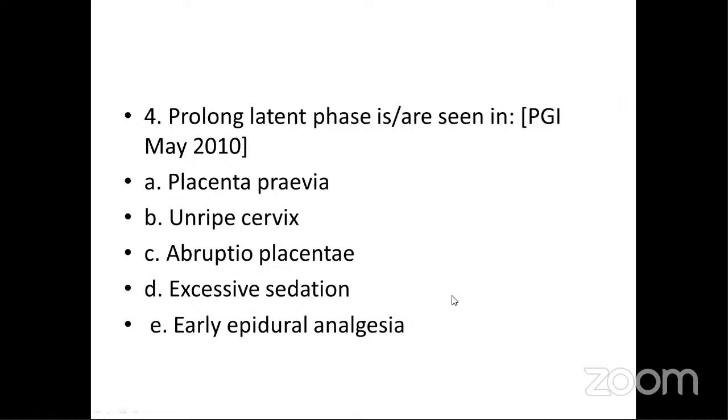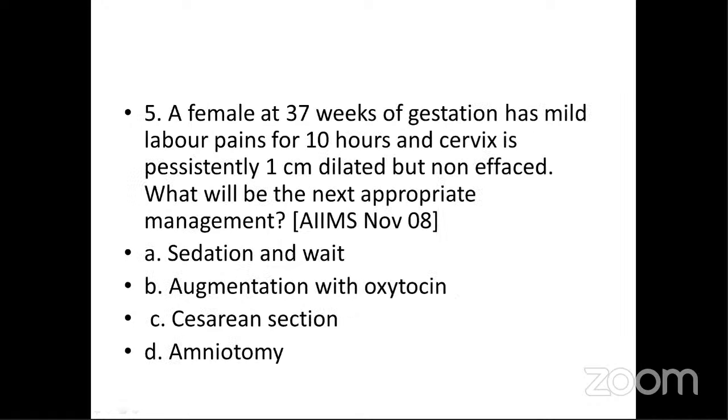Next one. A female at 37 weeks of gestation has mild labor pains for 10 hours and the cervix is persistently 1 centimeter dilated but not effaced. What will be the next appropriate management? Sedation and wait, augmentation with oxytocin, cesarean section, or amniotomy? Sedation and wait. You're absolutely correct. Sedation and wait is the right approach for such a patient.